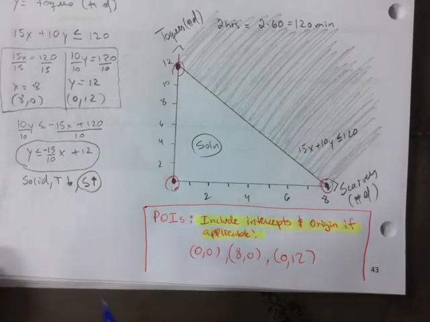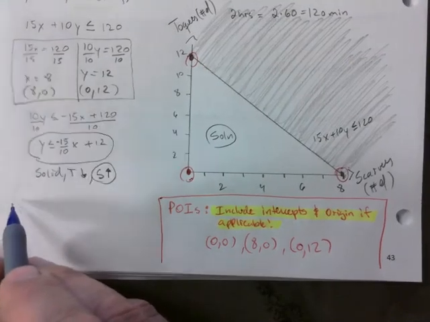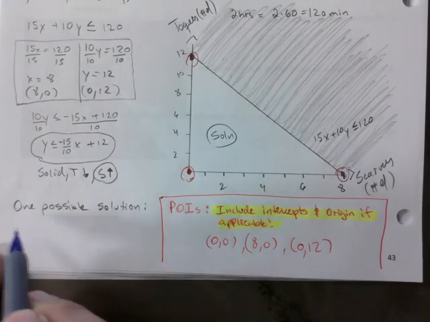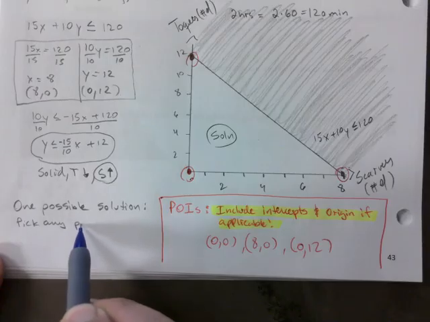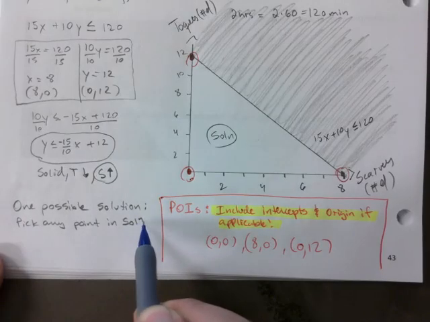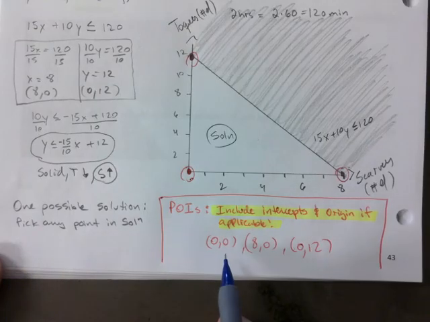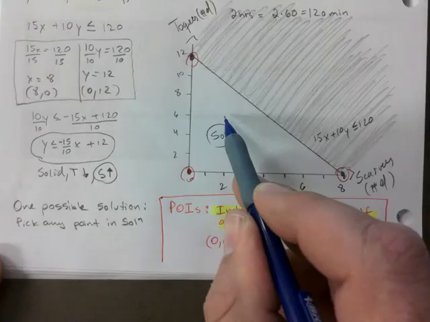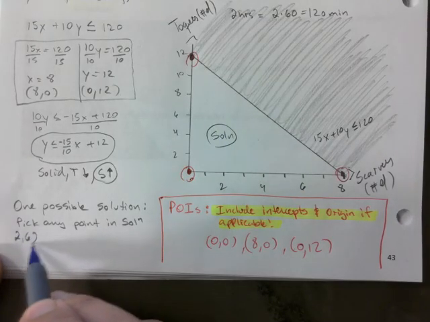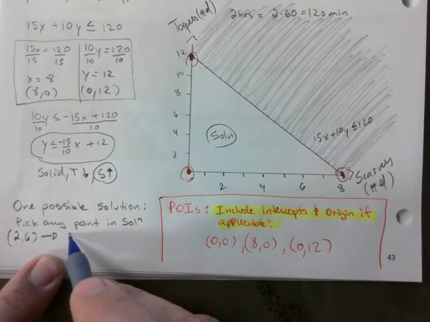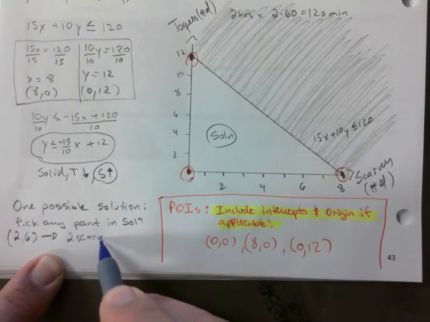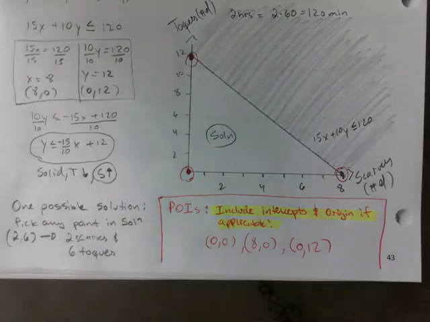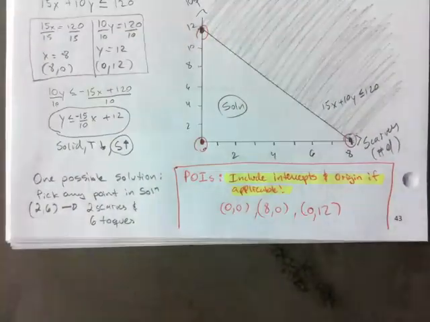And what else? It says give one possible solution. Make sure you have that on here. One possible solution. In this case, pick any point in the solution region. So we could pick 0, 0. We could pick 8, 0, 0, 12, or anything in between. So I'm going to go with 2, 6, which translates to producing 2 scarves and 6 toques. That would be a solution, so that you're not running into the problem of running out of time.